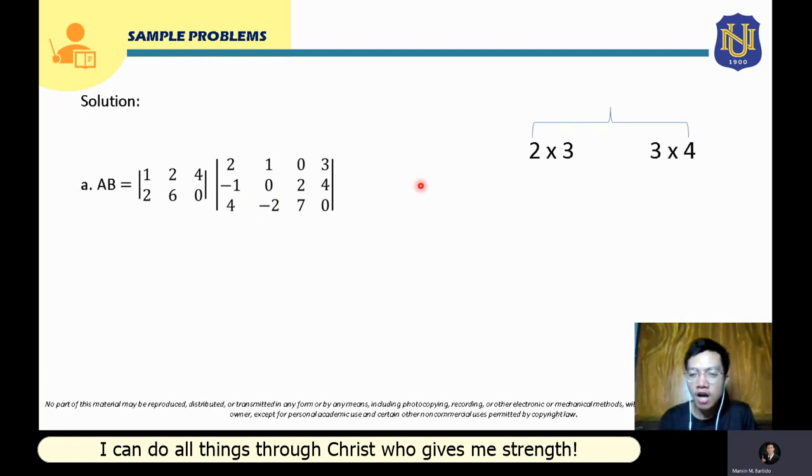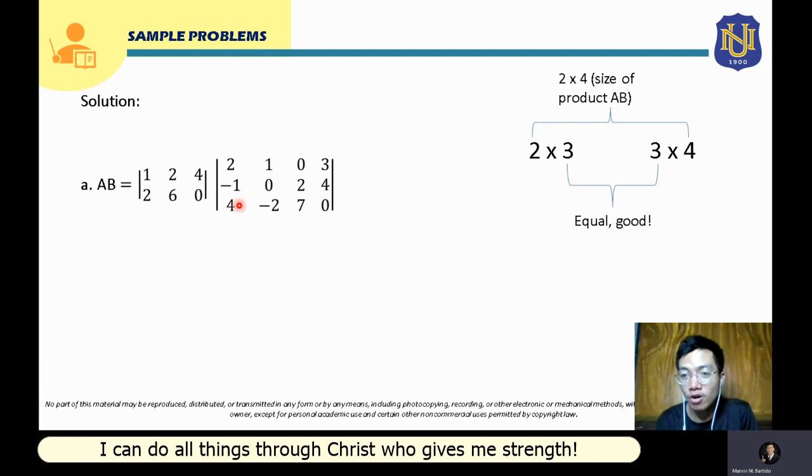So our rule here, for these matrices to be multiplied, the number of columns of the first matrix should be equal to the number of rows of the second matrix. Since they are equal, they are both 3, these matrices can be multiplied. After that, we can determine the size of the product by the rows of the first matrix and the columns of the second matrix. So the resulting size of the product of A and B will be 2 by 4.